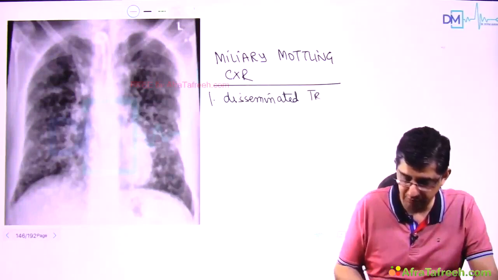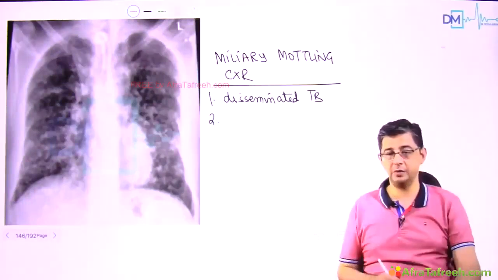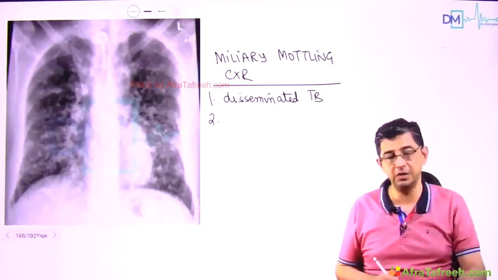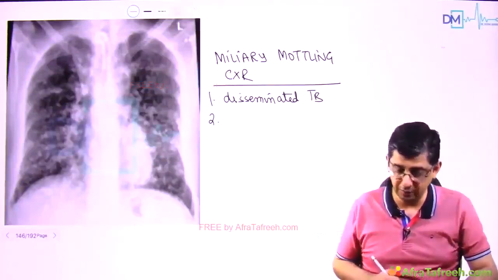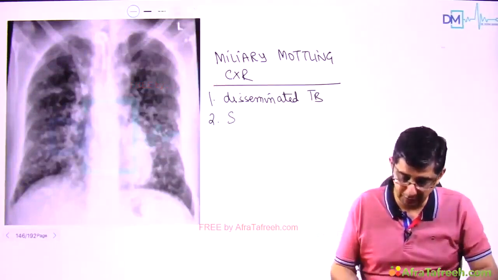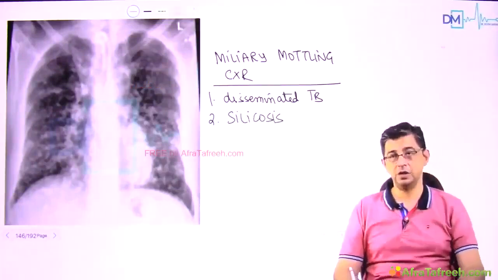or HIV positive patients. Since the immunity is lesser, those AIDS positive patients would be having a miliary mottling on a chest X-ray. Then after disseminated tuberculosis, an important cause to be remembered is one of the most common occupational lung disease in India, that is silicosis.